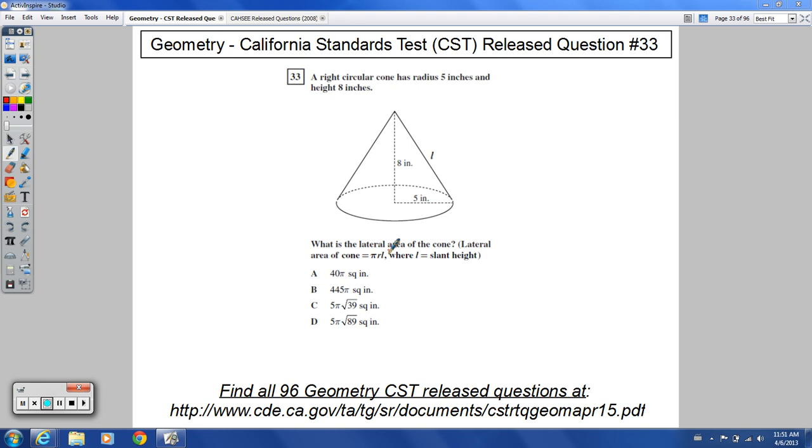Lateral area of a cone, it tells you the formula here. So pi r l, where l is the slant height. So we just need to use this formula on this one. We're trying to figure out the lateral area, and it gives us the formula right there. So all we need to do is plug the numbers into that formula.